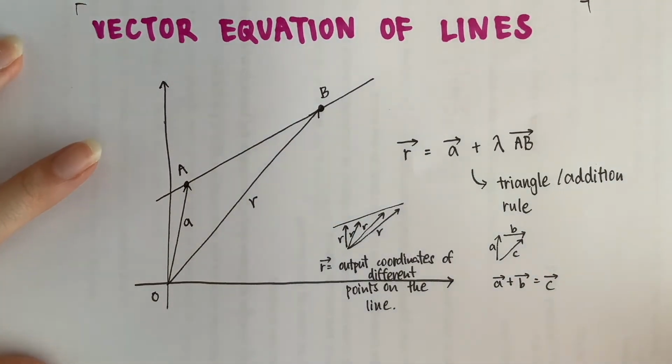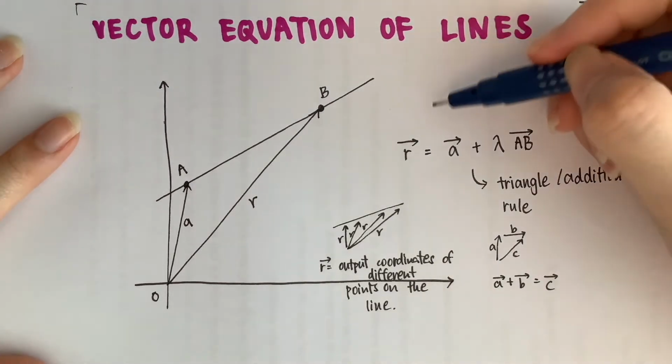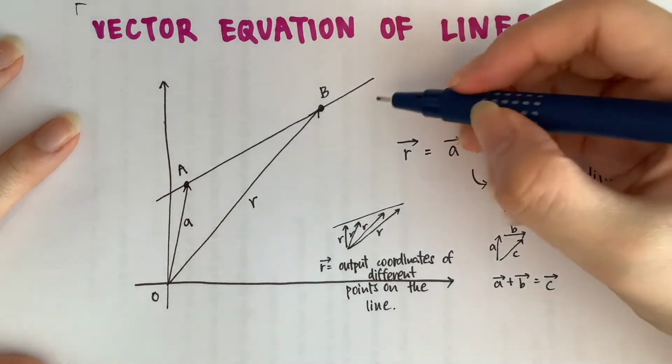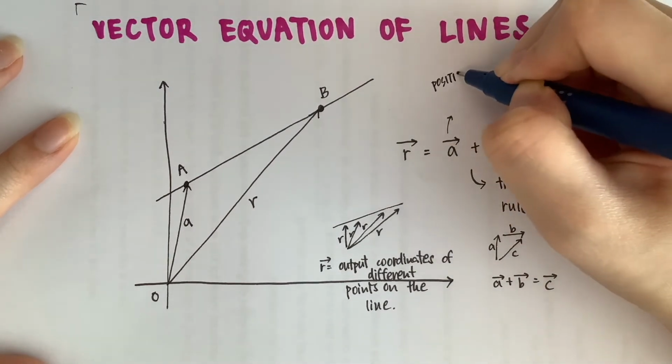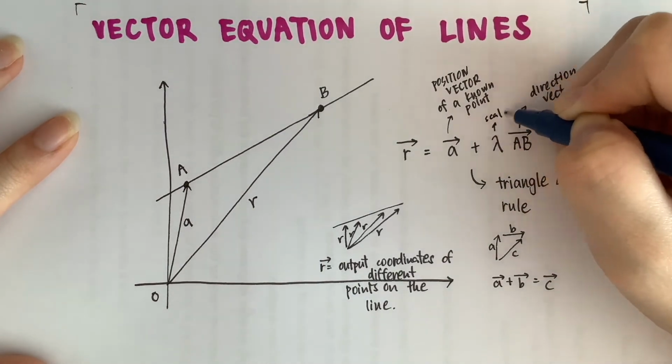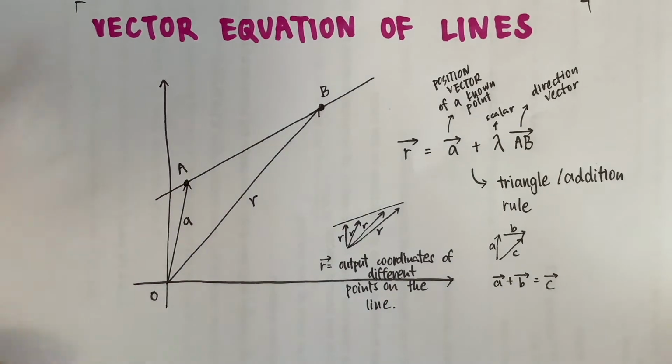Because on this bigger diagram, we can see how r is basically the sum of a plus the direction vector a to b. But since that direction vector is scaled, we have a lambda in front, and that's why we have r equals a plus lambda AB, and this is how we get the vector equation of a line. Here, a is the position vector of a known point, AB is a direction vector, and lambda is a scalar. And this is known as the vector form of a line.